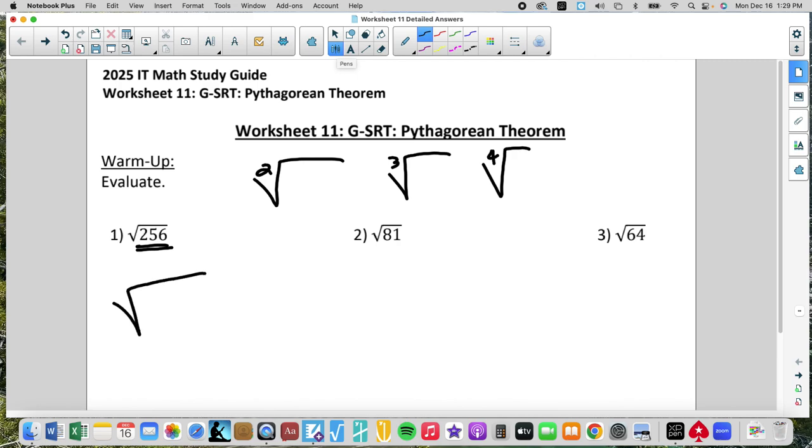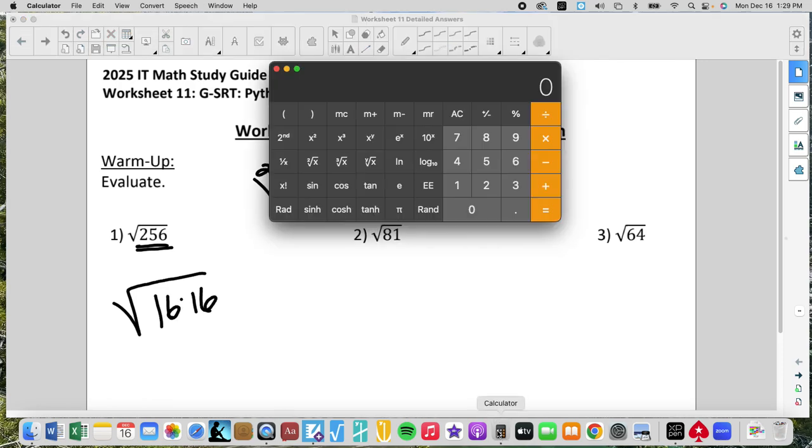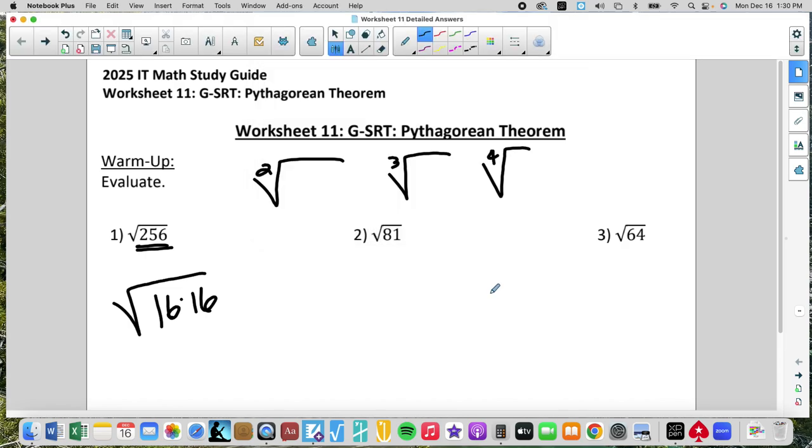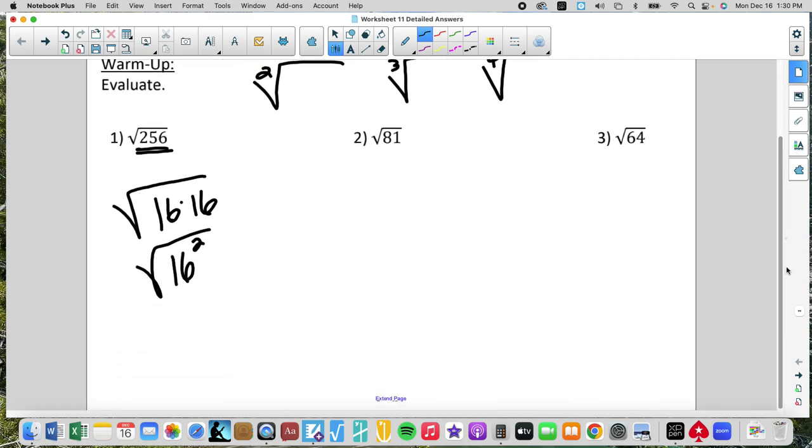And 256, I'm pretty sure, is 16 times 16. Let's check it out. 16 times 16 equals 256. So that means we can write 16 times 16 as 16 squared, and the square will now cancel the square root, leaving us with 16. So the square root of 256 is 16. We call these perfect squares. These are actually rational radicals.